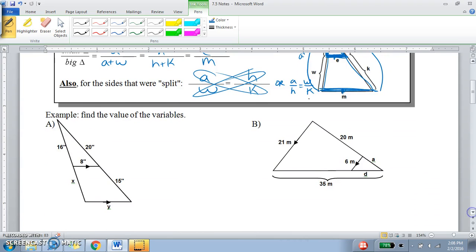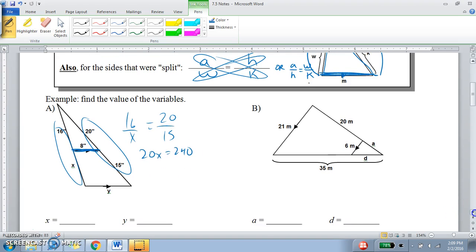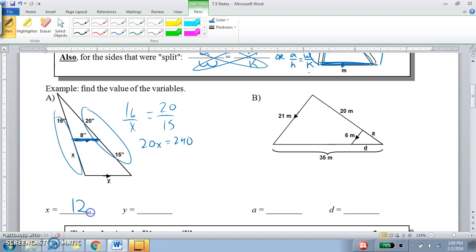So using that, find the value of the variables. This is our side splitter, so to speak. So we could compare 16 and X to 20 and 15. We cross multiply that. When we cross multiply, we get 20X equals 240. And when we divide by 20, we get that X is 12.